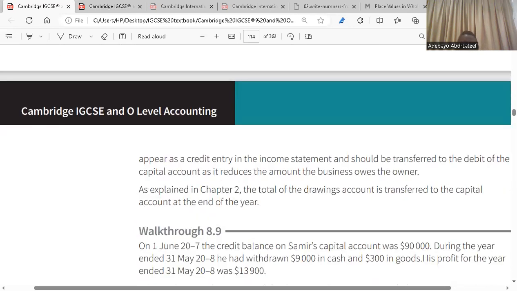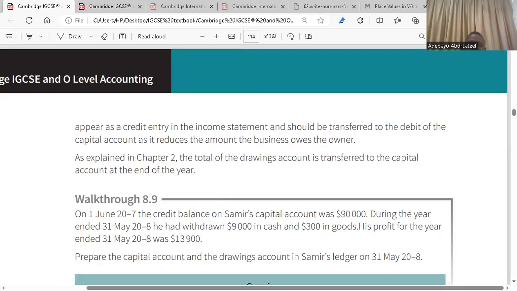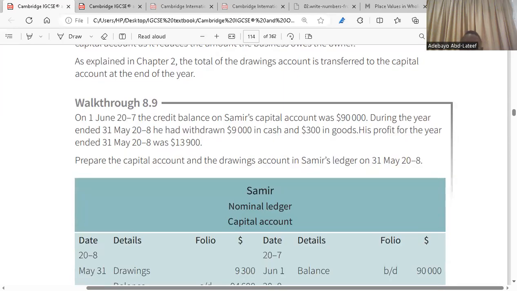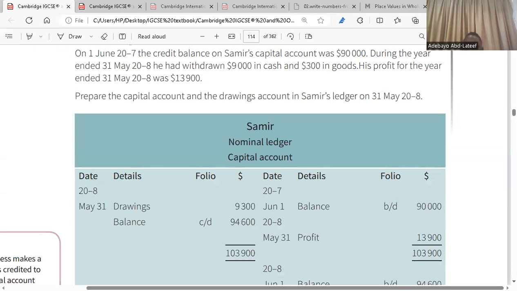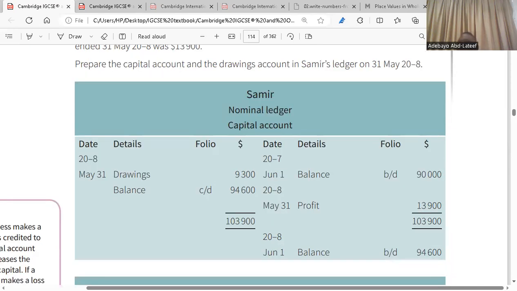So that is what they said. They said, as explained in chapter 2, the total drawings account. So look at the capital account. We have it down here. The balance brought down is the amount of money the owner of the business gives to the business. You add profits because you made a profit of 13,900. So the total is 103,900. This is the amount the owner of the business has to get from the business. Do you get what I'm saying? Yes.